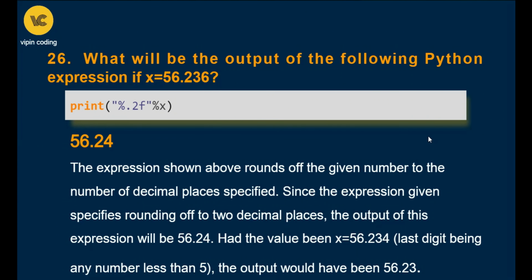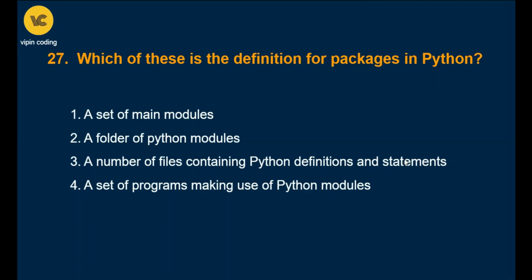56.24. The expression shown above rounds off the given number to the number of decimal places specified. Since the expression specifies rounding off to 2 decimal places, the output of this expression will be 56.24. Had the value been x equals 56.234, with the last digit being any number less than 5, the output would have been 56.23.